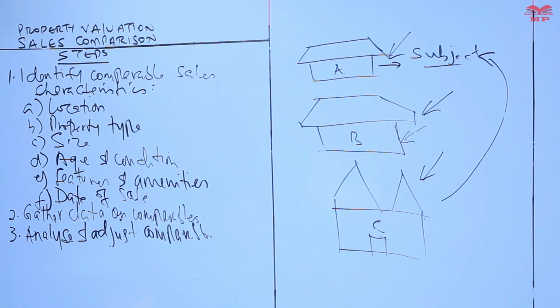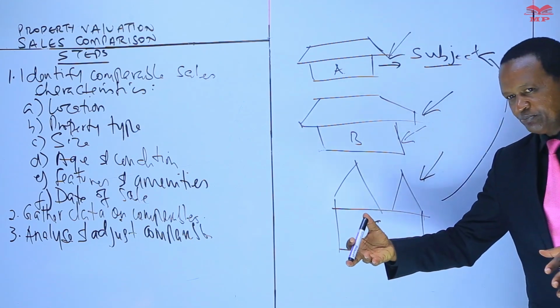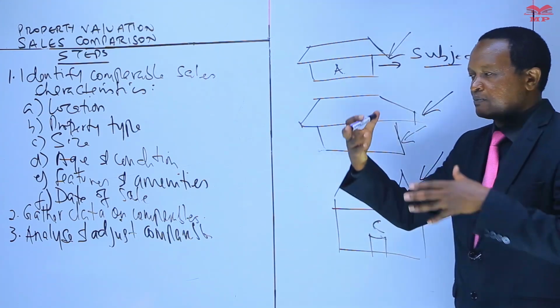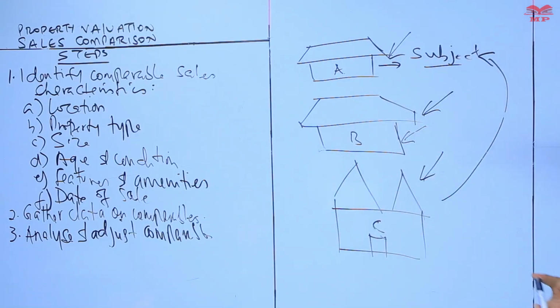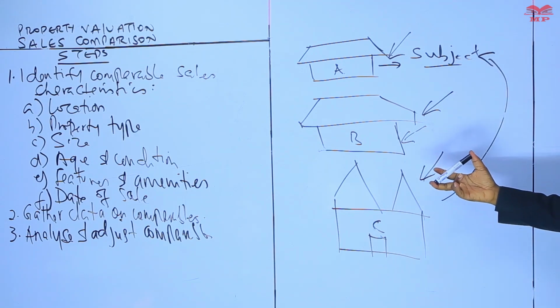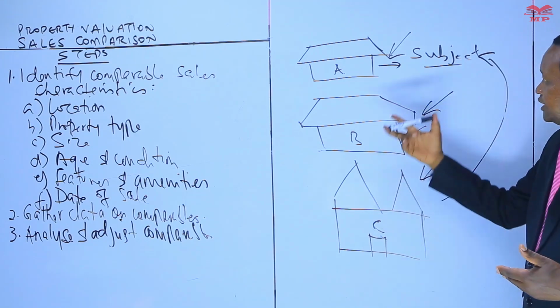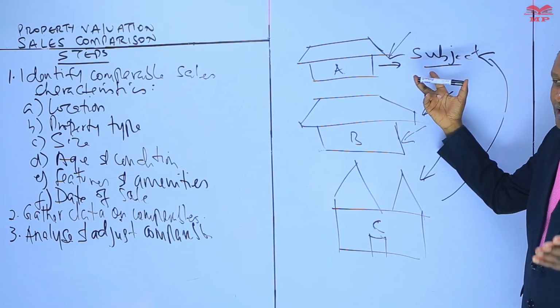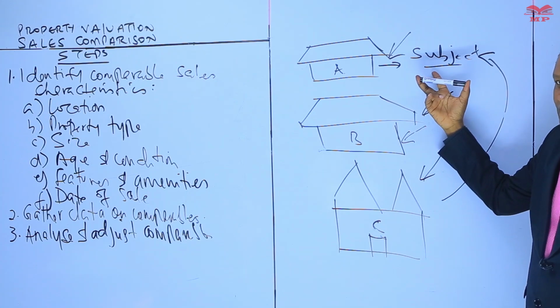For example, when you talk about the time of sale being one of the adjustments, the appraiser may need to adjust for changes in market conditions between the sale date of the comparable and the valuation date of the subject property, because we are talking about the comparables being sold a few months prior to the date when the subject property is being valued. So there has to be adjustment in terms of the time of sale.